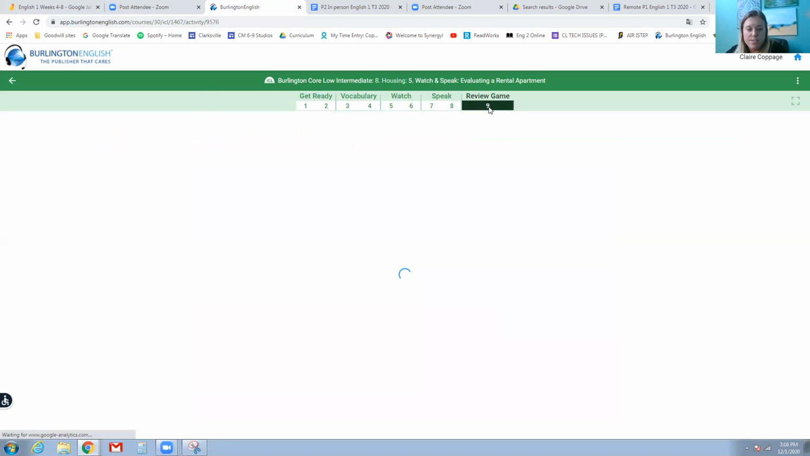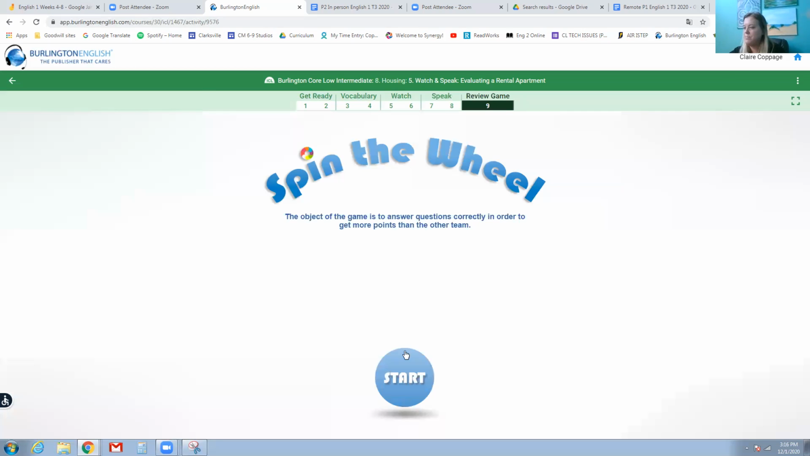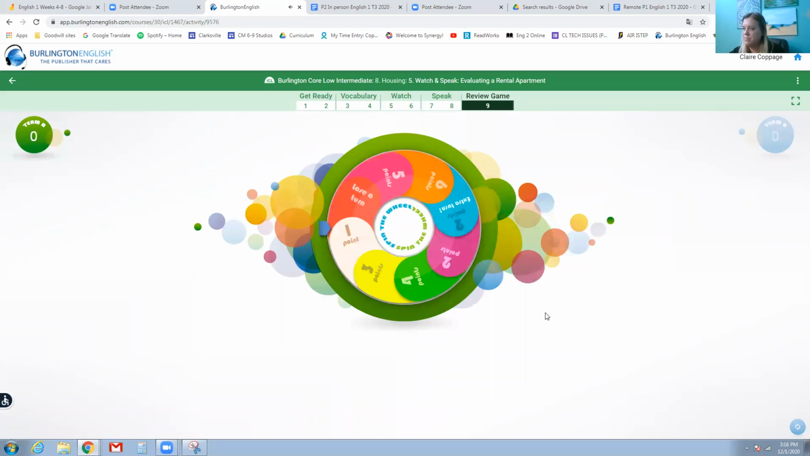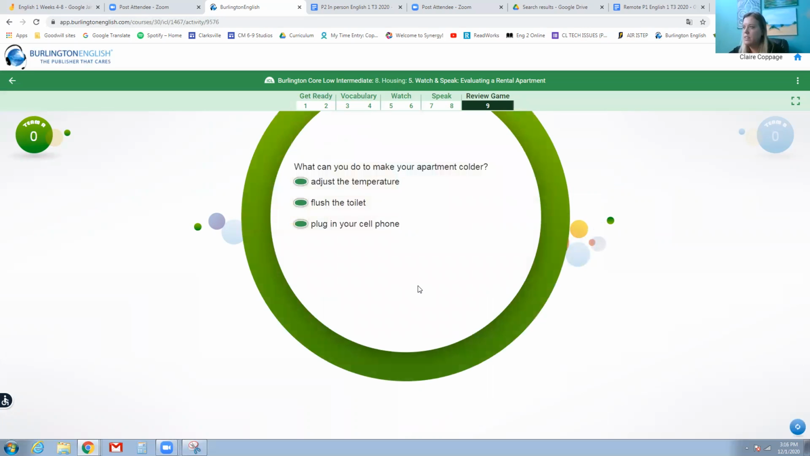Let's play a few rounds of the review game. What can you do to make your apartment colder? Adjust the temperature, flush the toilet, plug in your cell phone. That's right. Adjust the temperature. And what do you use? The thermostat. Very good. These are old thermostats that had a dial. Actually, they have buttons now, don't they?